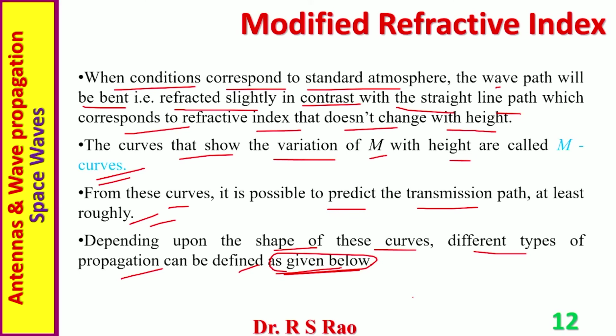So we need to know the path of the incoming wave so that we can place the receiving antenna at the appropriate location or point. Then how to find the path of the wave? Modified refractive index is useful. The curves which show variation of m with height, called m curves, they are useful.